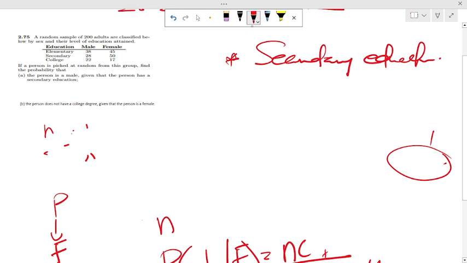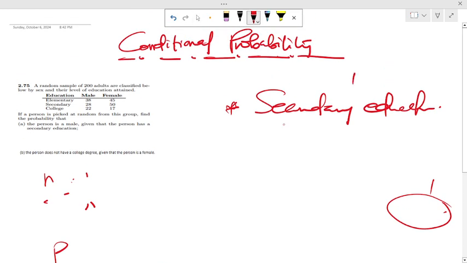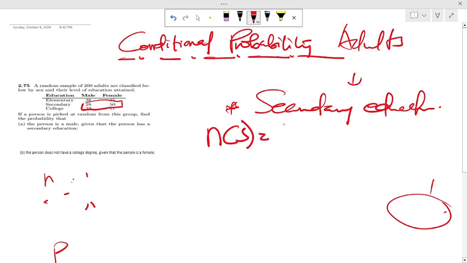Now what was the overall sample space? The overall sample space was 200 adults, right? And now it has boiled down to just adults with secondary education, right? So they've told you that the person has secondary education. So now our total sample space will be just people with secondary education. So we are going to get 28 plus 50, which is 78.